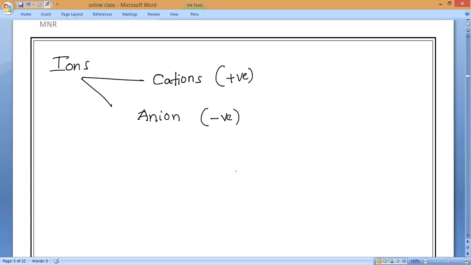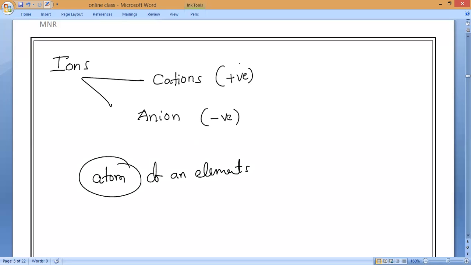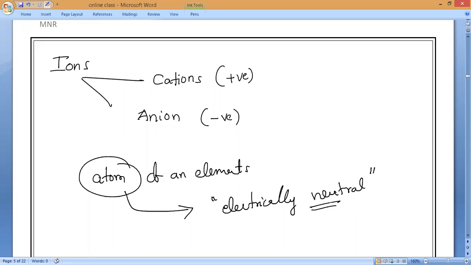Now, we all know if you take any atom of an element, what is the charge of this one, Hari? Is it neutral, positive or negative? An atom is always what? Electrically neutral. Do you understand? It is not stable. Atoms are not stable in nature, but electrically neutral in nature.